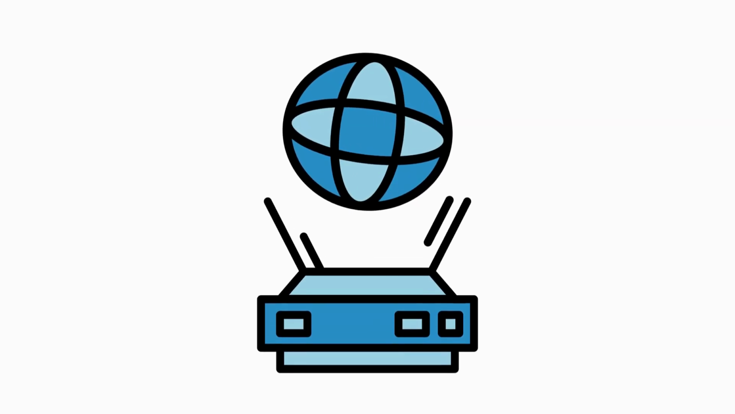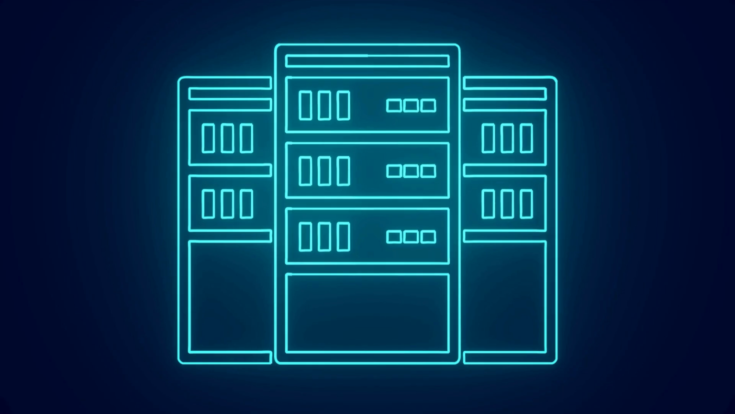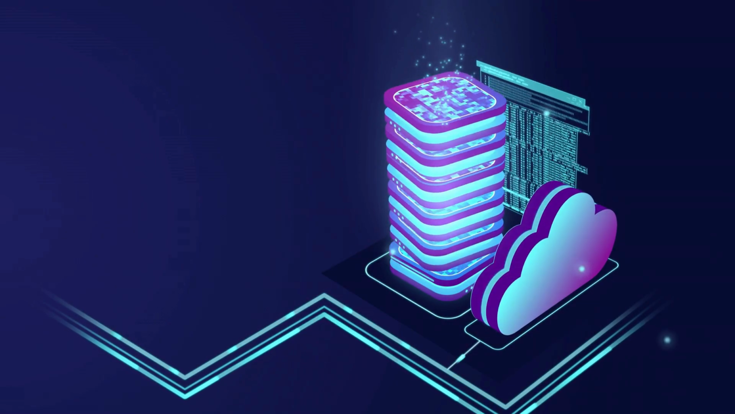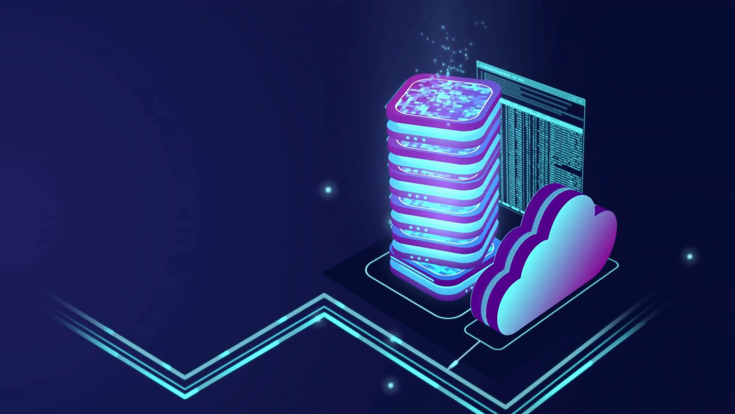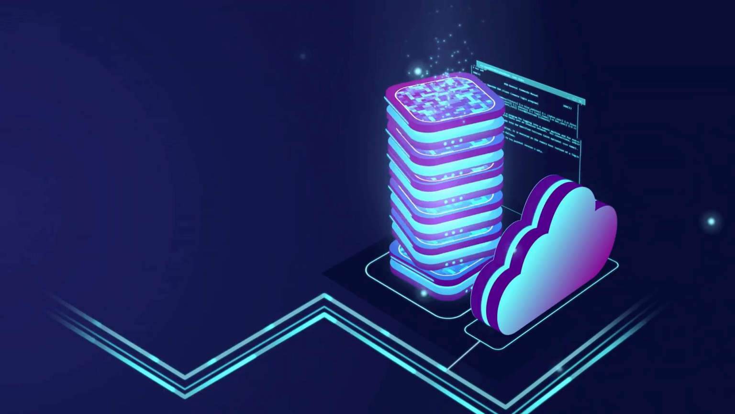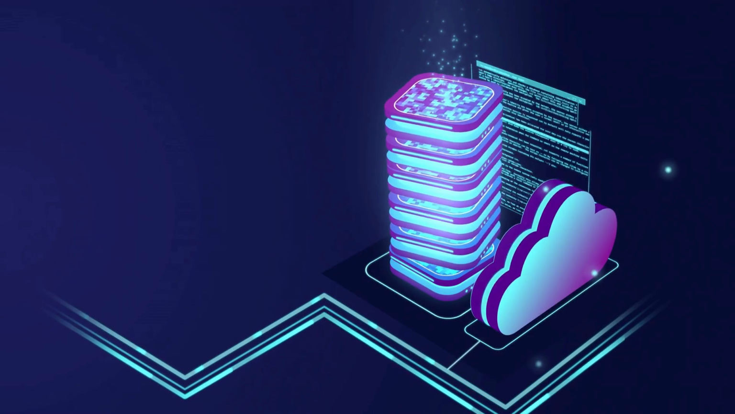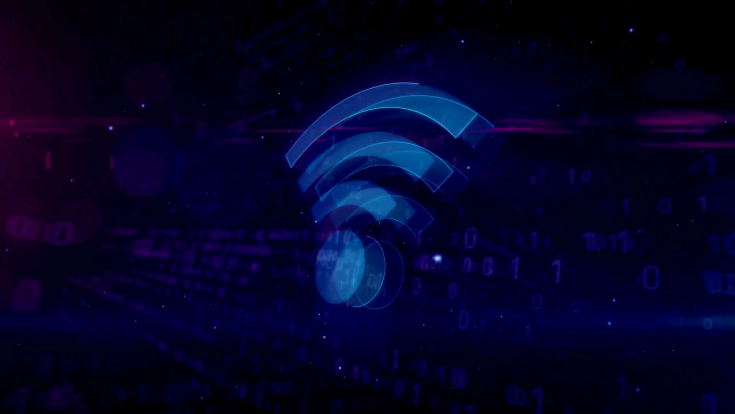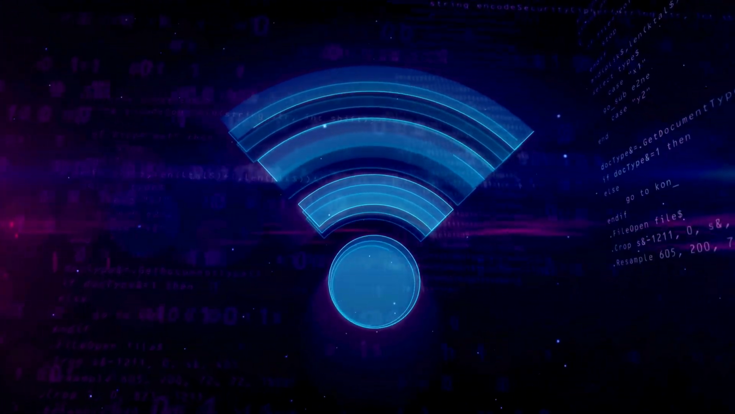Routers make decisions using what is called a routing table. A routing table is essentially a set of rules that tells the router where to send data based on its destination IP address. If the destination is inside your home network, the router keeps the data local. If the destination is outside your network, like a website on the internet, the router forwards that data to your internet service provider.